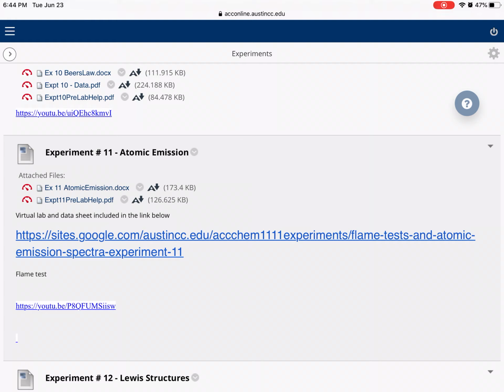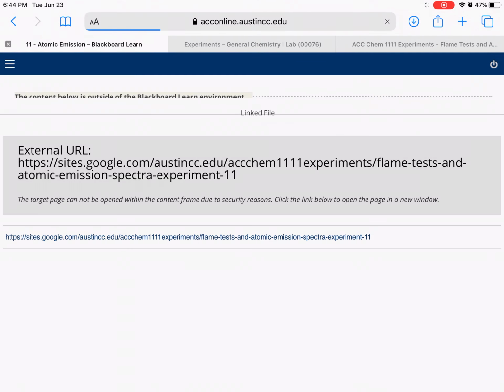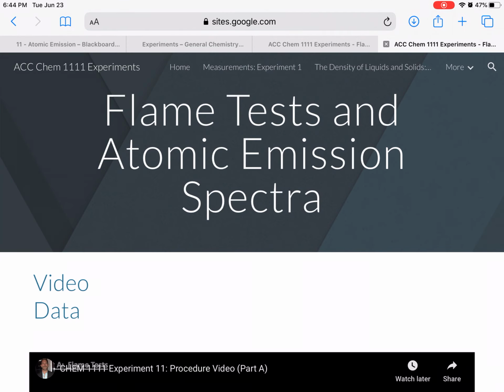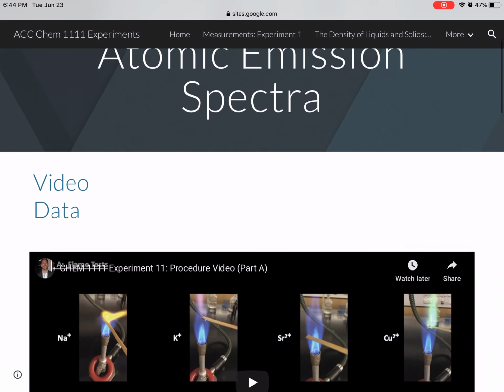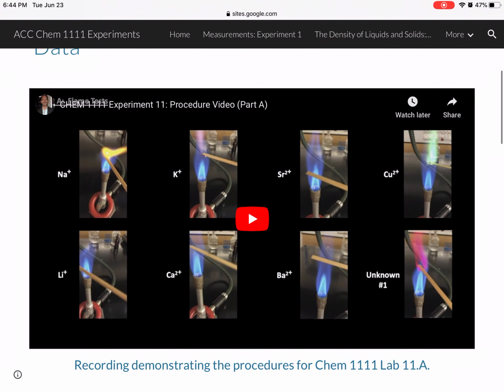And then the next one is the pre-lab help, and then I have posted here a link for the virtual lab. You will go to that link and follow it to get to the virtual lab, flame test and atomic emission spectra. And then the first video is explaining how to do the flame test.